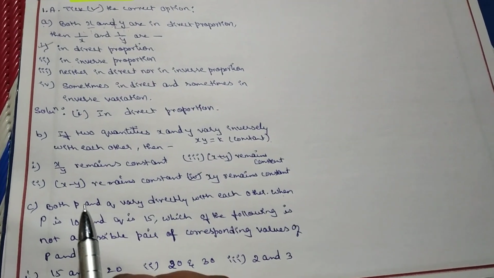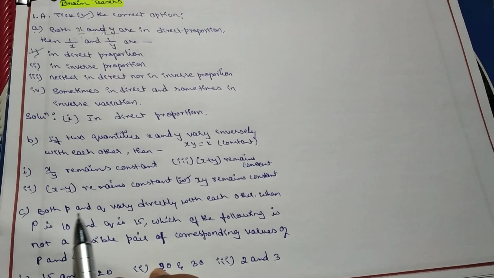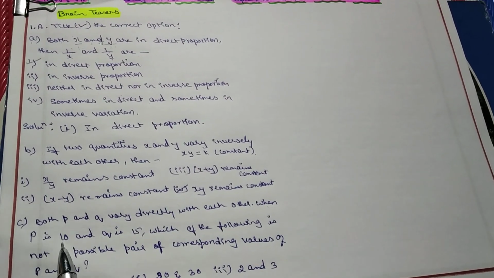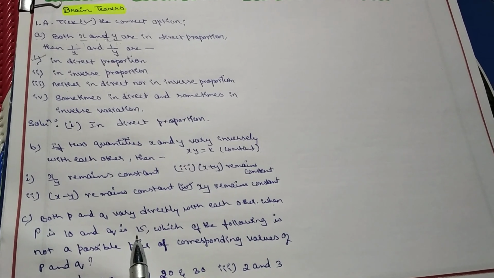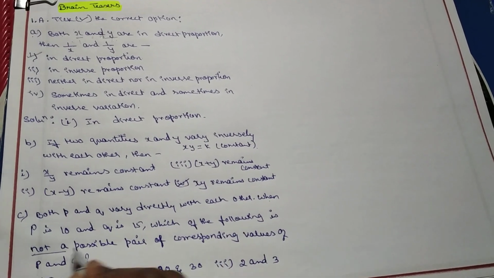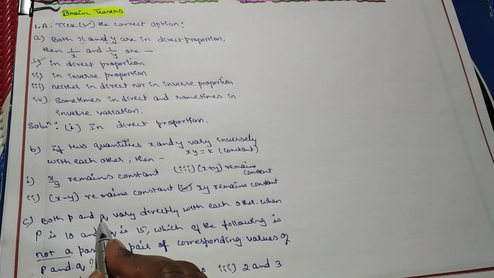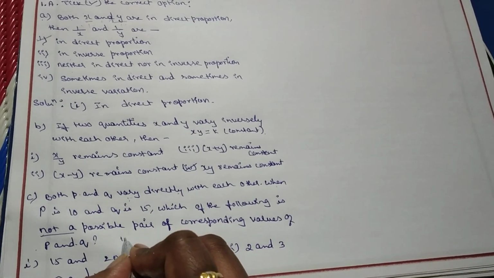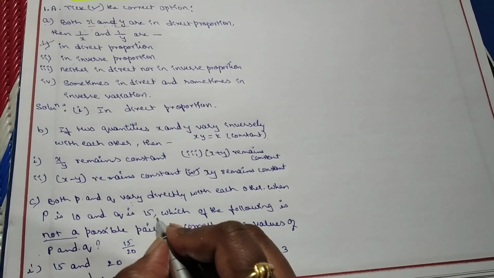Now the third question is both p and q vary directly. So here P and Q are given the two quantities and they vary directly with each other. When P is 10 and Q is 15, then which of the following is not a possible pair of corresponding values of P and Q? So here two quantities are P and Q and they vary directly. We know that direct is nothing but the ratio will be constant, that is x by y equal to constant.